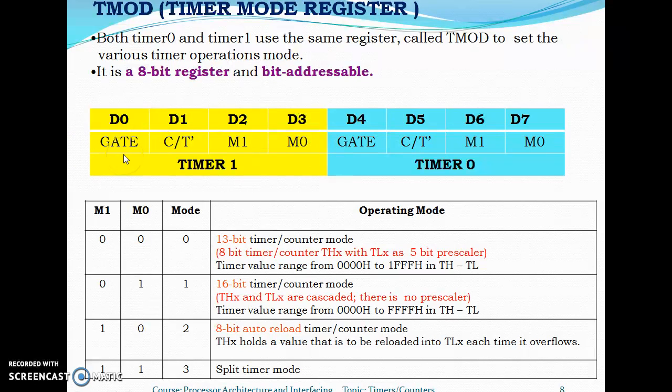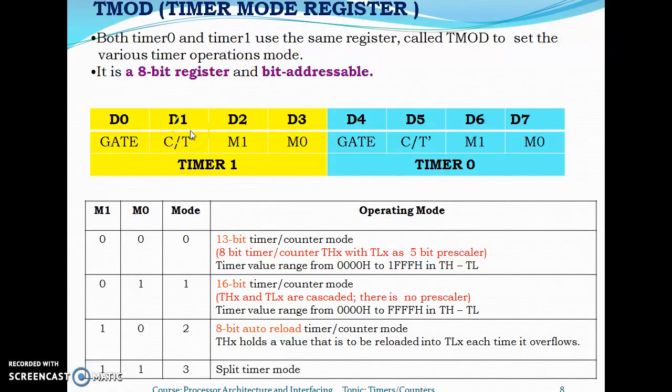Consider the MSB of this format as GATE. This bit is used to start timer or counter operation by hardware. When this bit is 1, it enables the timer or counter only when the interrupt pin is high and TR is set to logic 1. When this bit is 0, I am considering the gate pin, timer or counter operation is controlled by software. So for timer programming, we always have to consider this gate bit equal to 0.